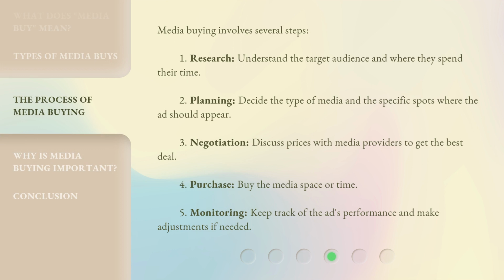Media buying involves several steps. 1. Research. Understand the target audience and where they spend their time. 2. Planning. Decide the type of media and the specific spots where the ad should appear. 3. Negotiation. Discuss prices with media providers to get the best deal. 4. Purchase. Buy the media space or time. 5. Monitoring. Keep track of the ad's performance and make adjustments if needed.